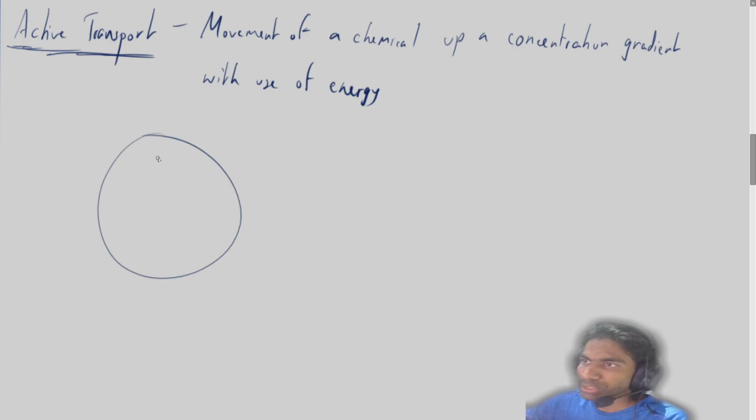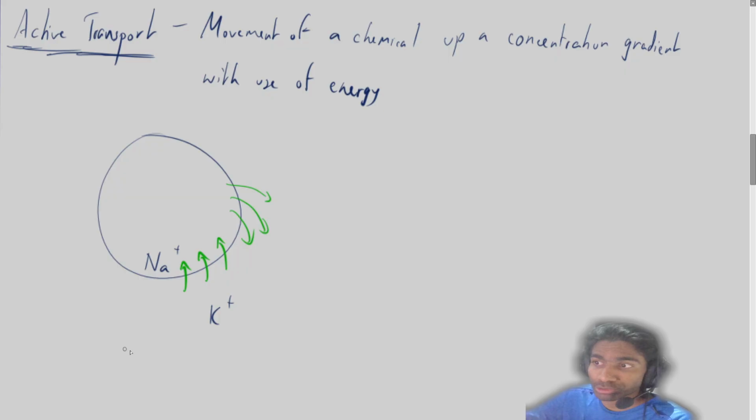So again, if you've got a cell membrane, and if this cell for some reason needs a lot of sodium inside and a lot of potassium outside, what the cell might do is move a lot of sodium inside through active transport, and it will move a lot of potassium outside the cell through active transport again. Okay, so that's just a bit of an example. And this process of what I've just shown you over here is a simplified explanation of what's actually going on in a nerve cell.